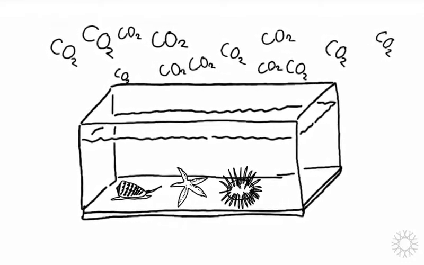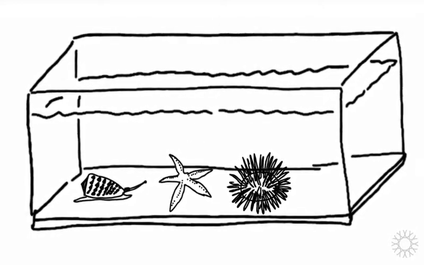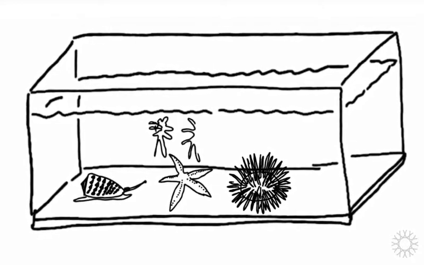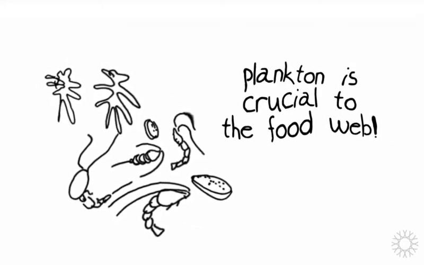Even in starfish and sea urchins, which have protective skin over their entire bodies, they actually have an internal skeleton like fish or you or me, but even those have problems, particularly in larval stages. And these larvae form a huge part of the plankton, and remember how crucial plankton are to food webs in the sea.